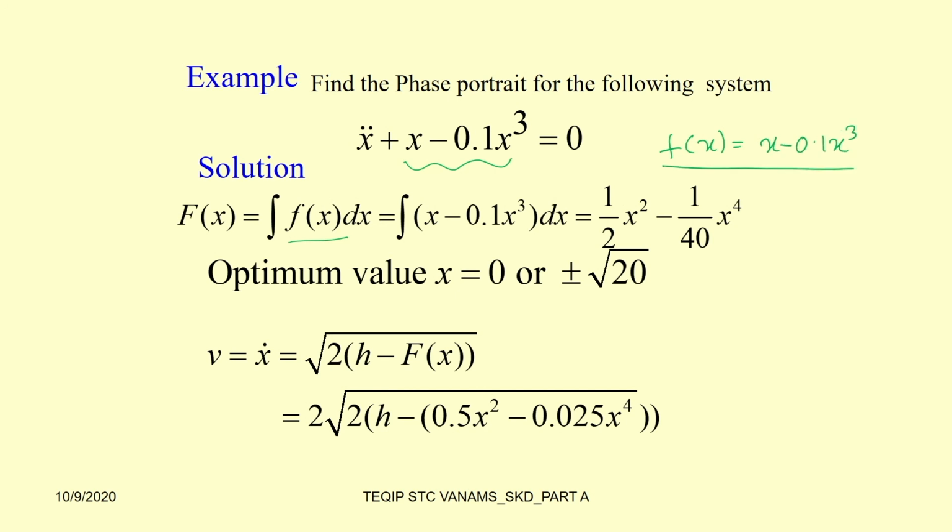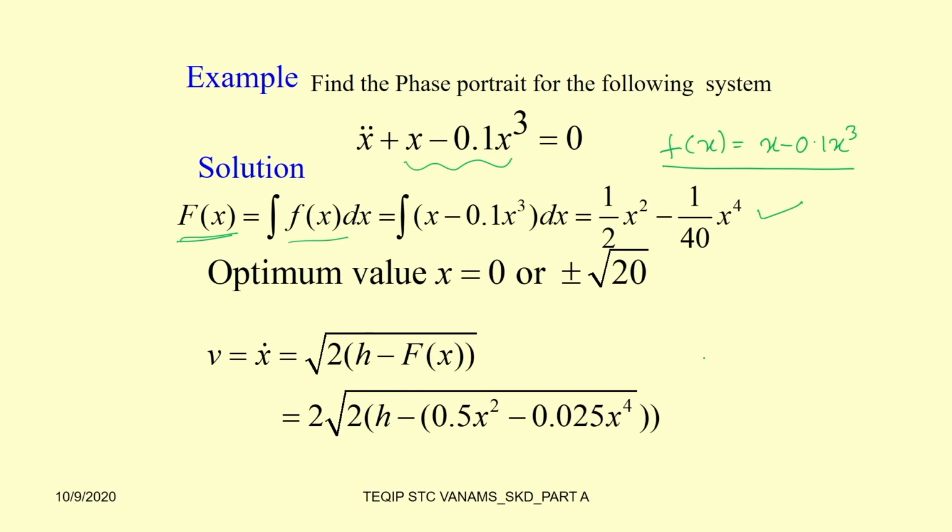So, f(x) equal to x minus 0.1 x cubed. Knowing this f(x), we can write the capital F(x) equal to the integration of that. The integration of x is half x squared, and minus 0.1 x cubed gives 1 by 40 x to the fourth. So, this is similar to the potential energy term: half x squared minus 1 by 40 x to the fourth.